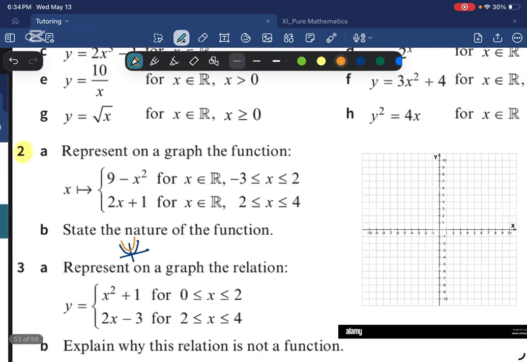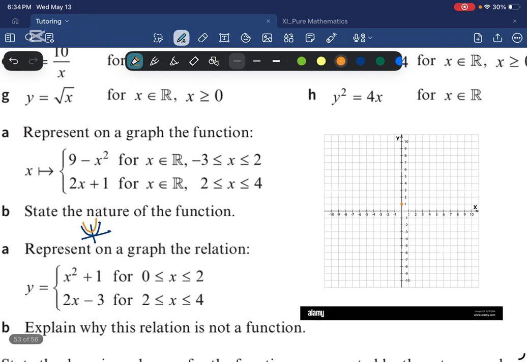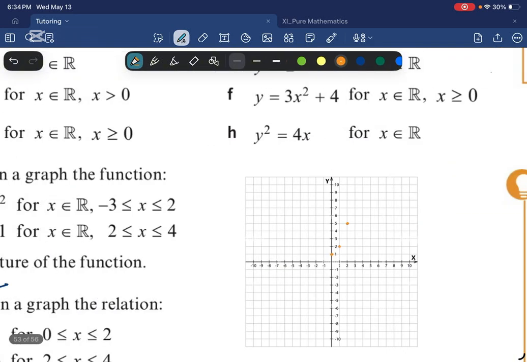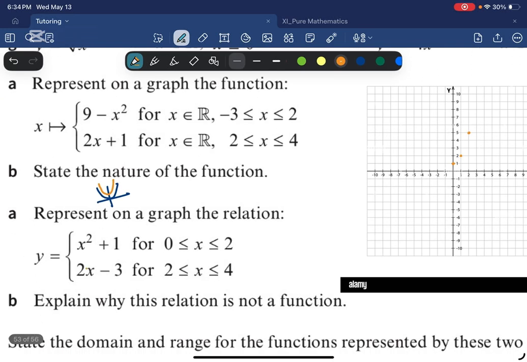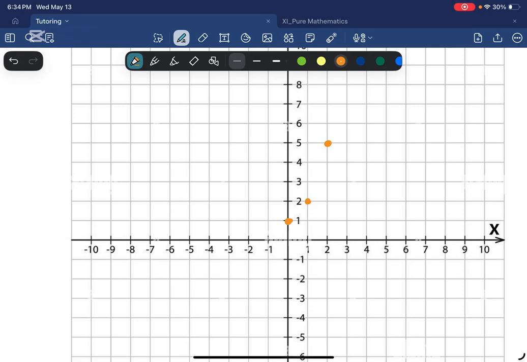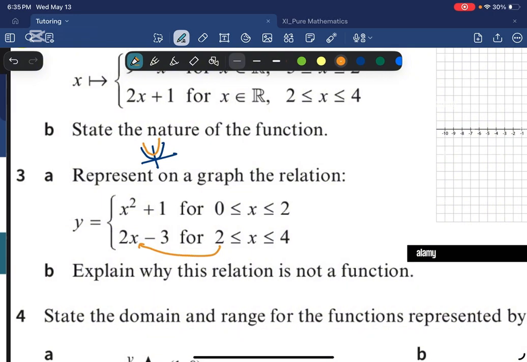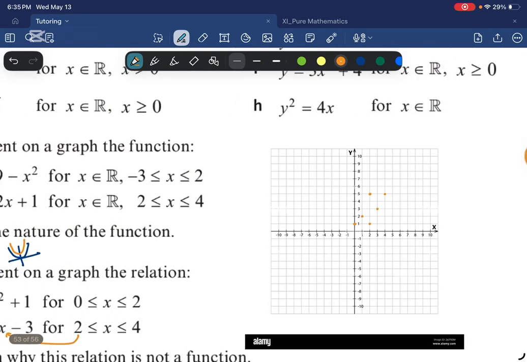If x is equal to 0, y is equal to 1. Then x is 1, y is 2. X is 2, y is, I believe, 5, right? Because 2 squared is 4, plus 1 is 5. And now, let's continue plotting in values. If x is equal to 2, you put it here: 4 minus 3 gives me 1. And then this is going to be a straight line, right? With slope 2 and y-intercept negative 3. So just continue drawing with the slope of 2, up until x is equal to 4.